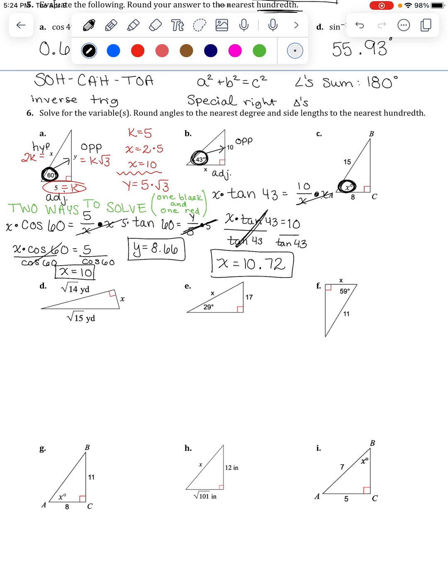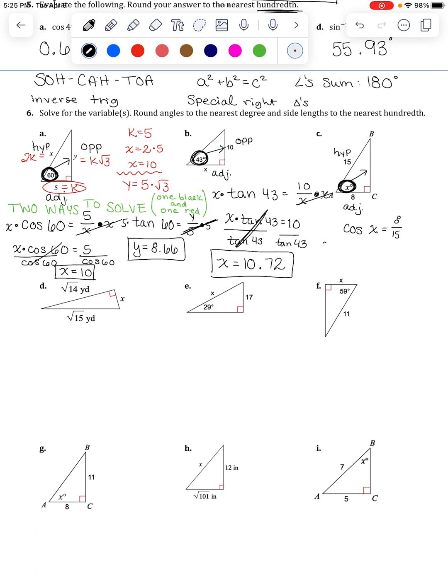Okay, moving on to C. Here's my angle I'm looking for. I'm looking for angles and sides together, so I'm doing trig again. That's my opposite. It's not labeled, so it's not helpful. This is my hypotenuse. This is my adjacent. Adjacent and hypotenuse is cosine. Cosine is always of the angle, which in this case is x, equals the adjacent divided by the hypotenuse.